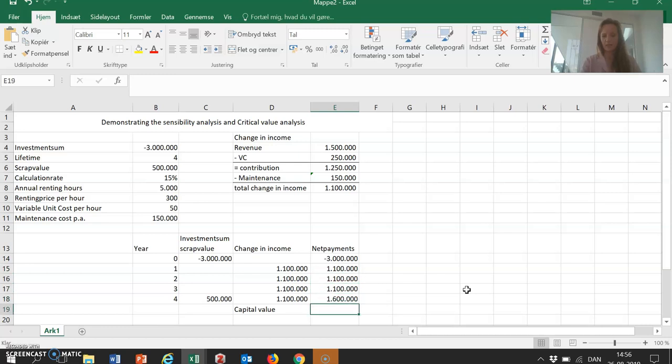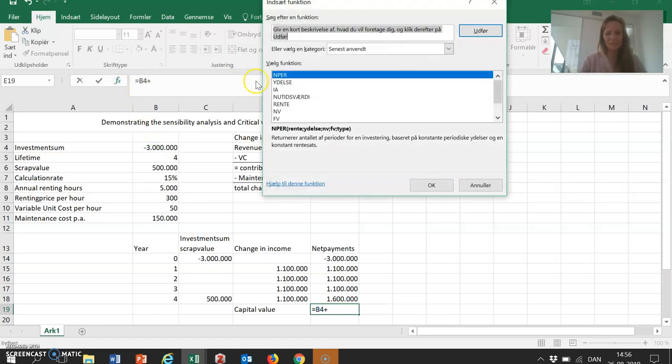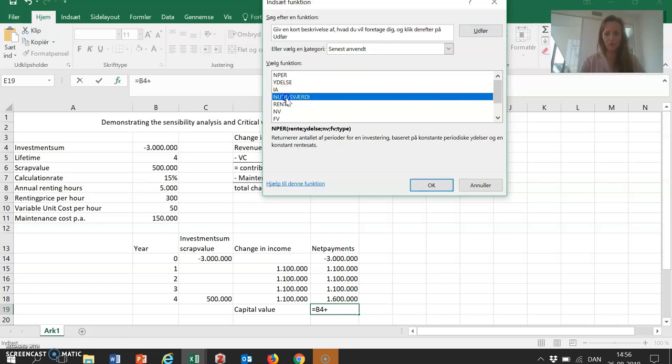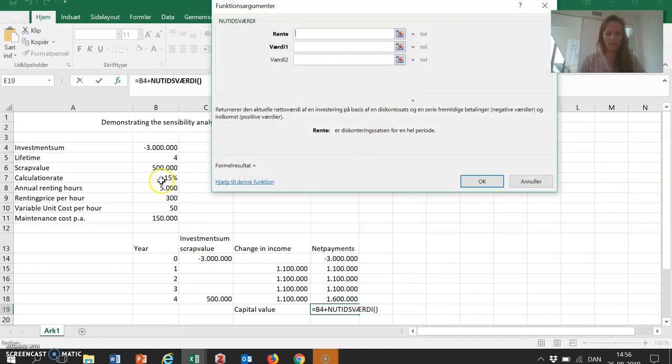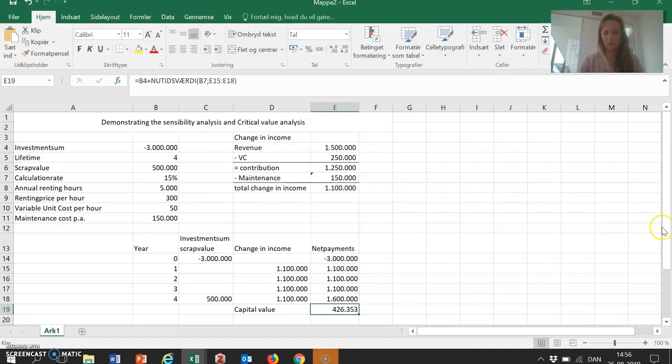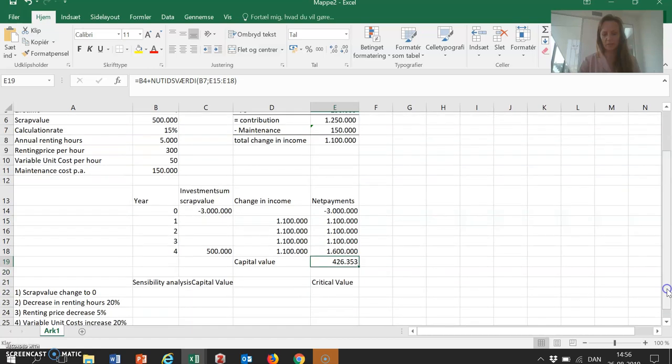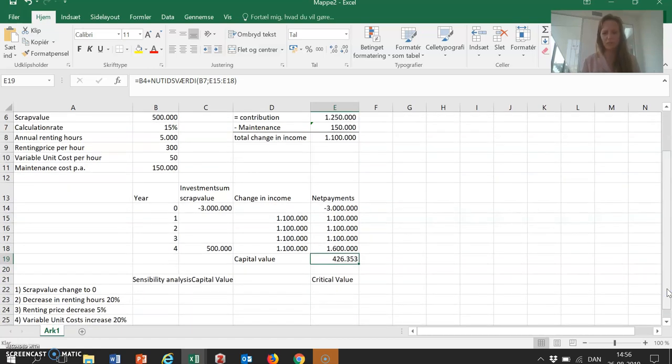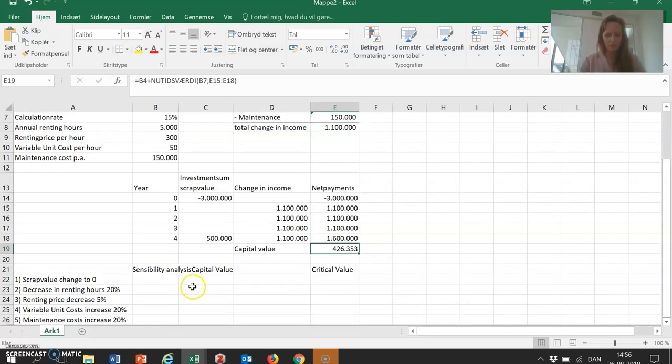Go ahead, calculate the capital value: take the initial investment and add, and find the NPV function and add here the information that Excel needs. The values that you need to put in are, like you always do, the net payments not including the initial investment. So here you can see this is a profitable investment. We have a positive capital value of 426,353.